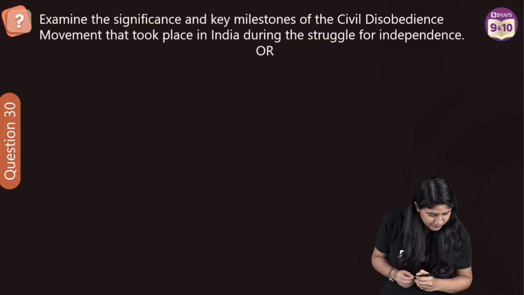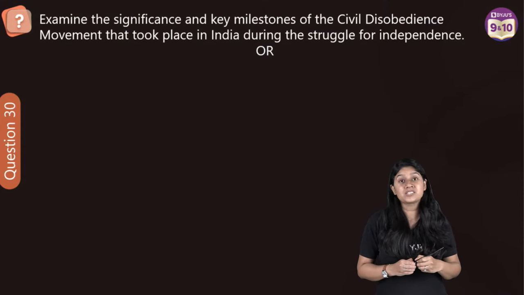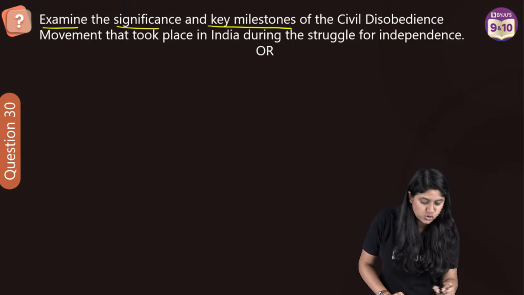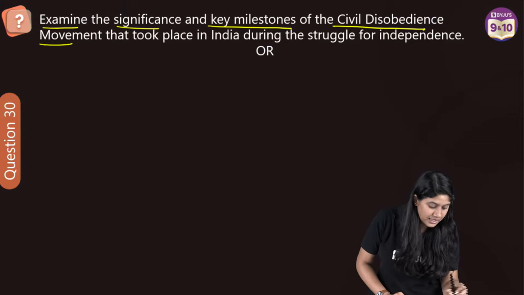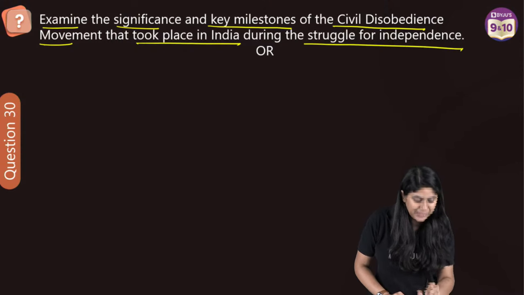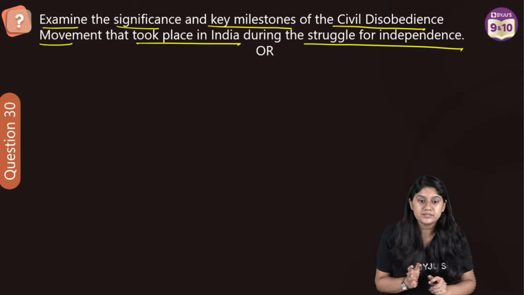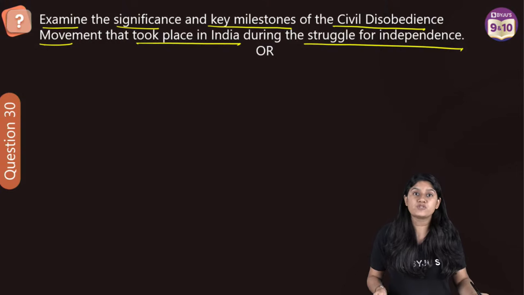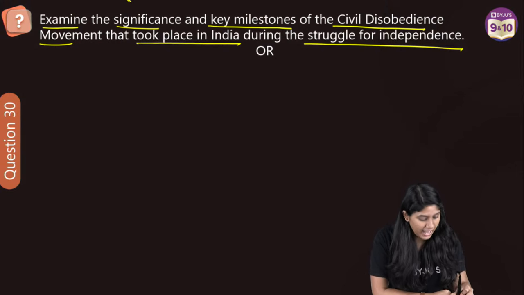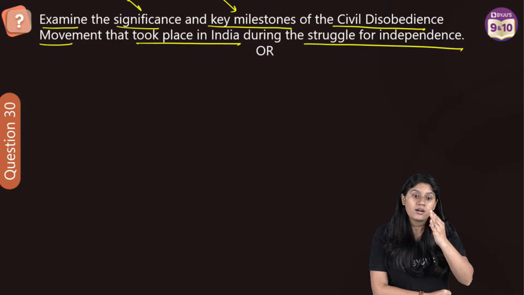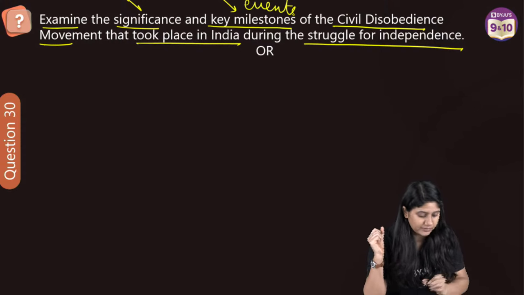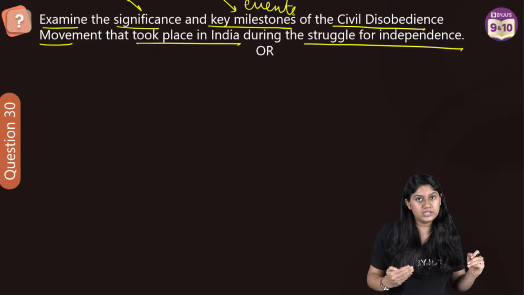And seems like, ma'am, okay, it's a history question. We're talking about the civil disobedience movement over here. We have to examine the significance and key milestones of the civil disobedience movement that took place in India during the struggle of independence. Easy, everyone, right? Chaliye. Get ready, everyone. We have to examine the significance and the key milestones. What are the milestones that were achieved? We are actually basically talking about the events. What events happened? And what was the outcome of these events, right?